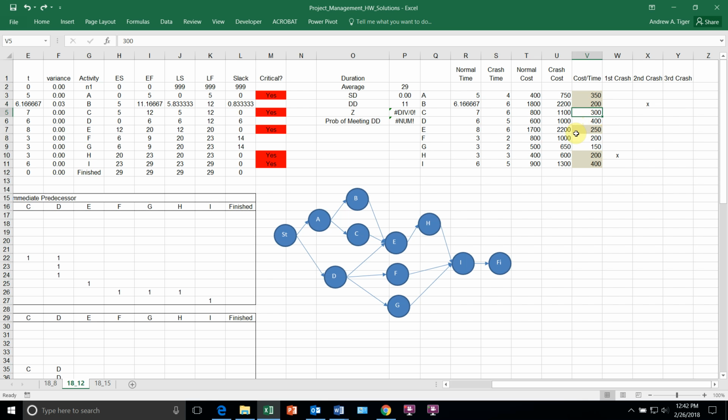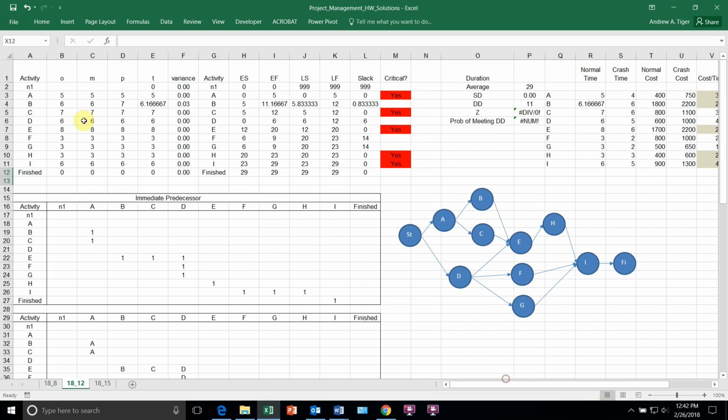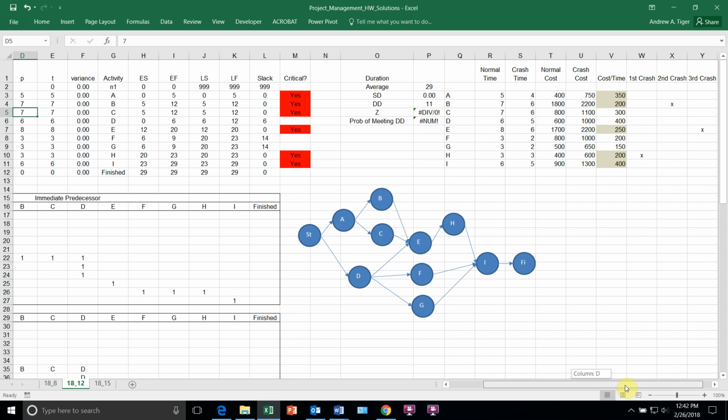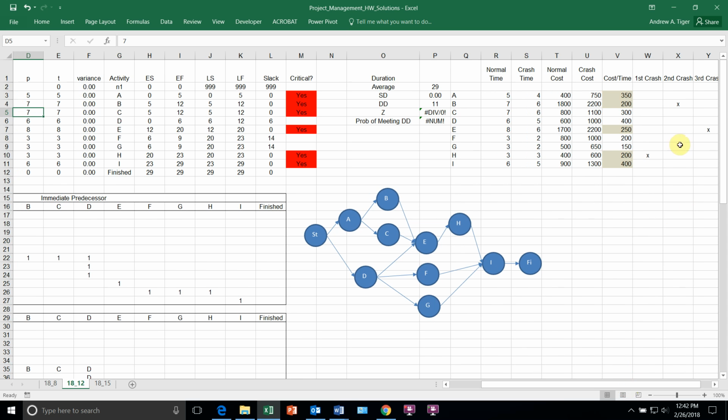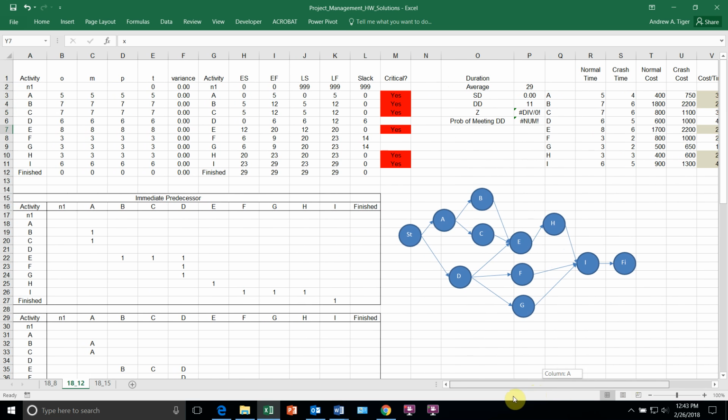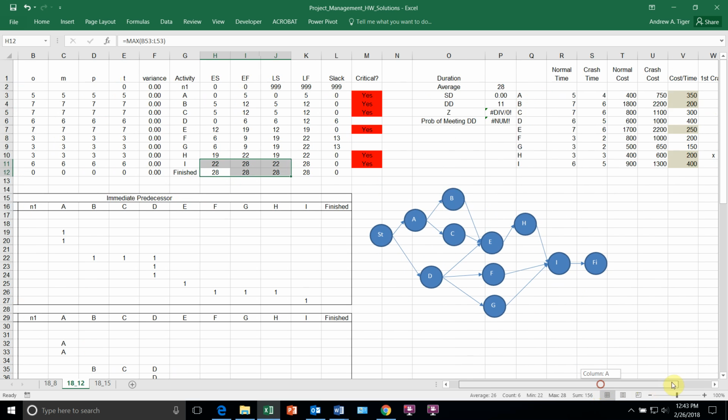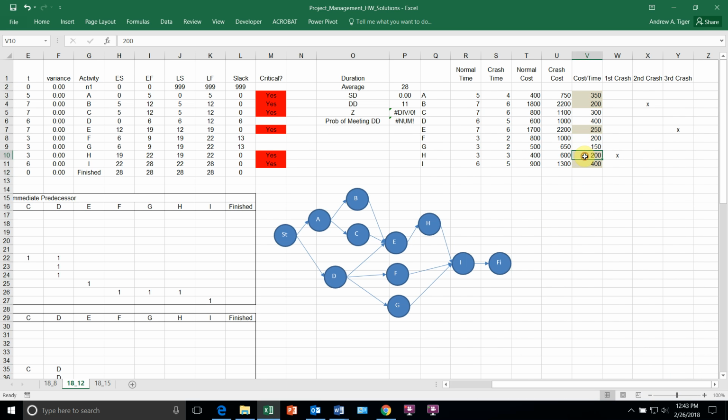So I'm going to go to the next one, which is activity E, and I'm going to crash it for my third one. I'm going to put this back to what it was. I've crashed activity H and activity B both by 1 week, and the last one I'm going to crash is activity E, by 1 week. And that cost me $250. So it cost me $200 plus $200 plus $250 for a total of $650 of crashing cost to shorten the project from 31 to 28.